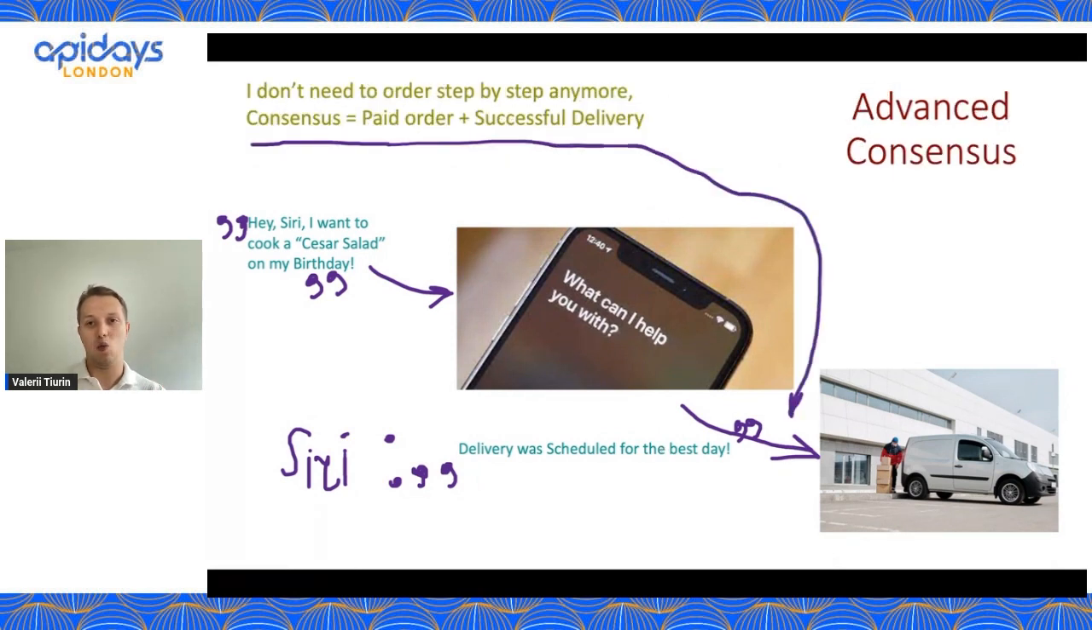The next thing is what I mentioned, advanced consensus. I don't need to order step-by-step anymore, fill in each form, and so on. Consensus here can be a paid order plus successful delivery. Because we can start to trust more the mobile application with these platforms and their assistants, we can create special points when we are running a consistency check or consensus across the system or transactions.